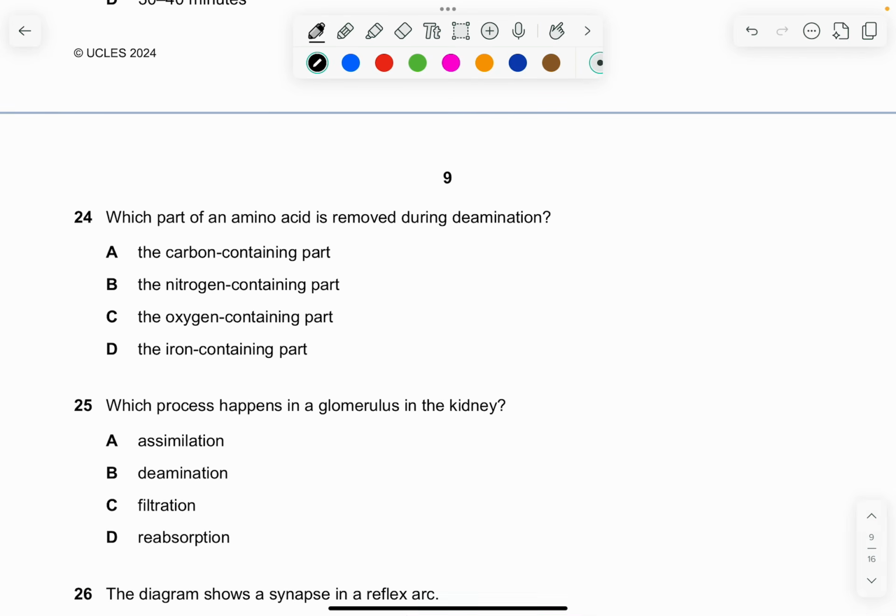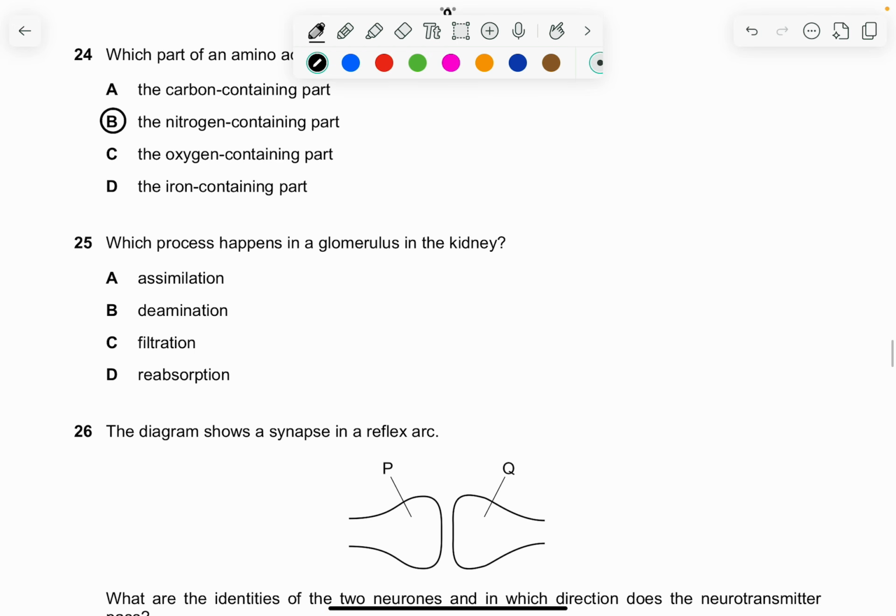Question 24. Which part of an amino acid is removed during deamination? Amino acid comes from your proteins, and there's one specific part that has to be removed, which becomes part of urea: the nitrogen-containing part. So you are removing the nitrogen-containing part. Question 25. Which process happens in a glomerulus in a kidney? Obviously the glomerulus does ultrafiltration. They filter the stuff from the plasma component of the blood into the Bowman's capsule. So filtration is the answer.